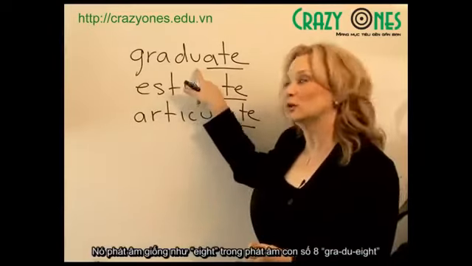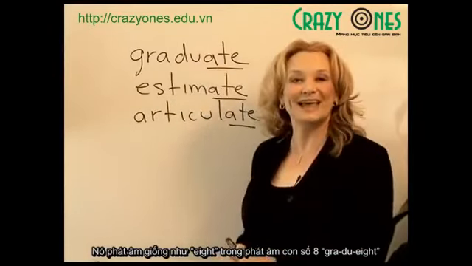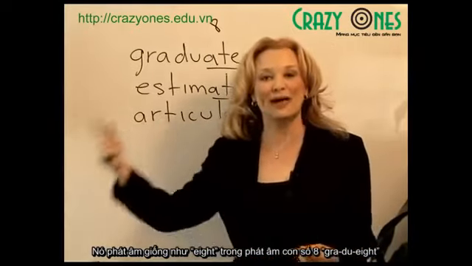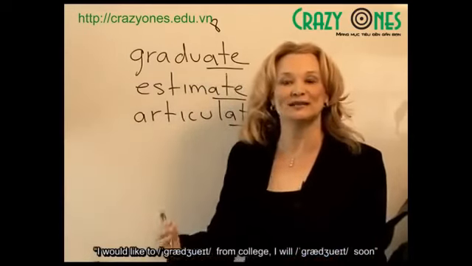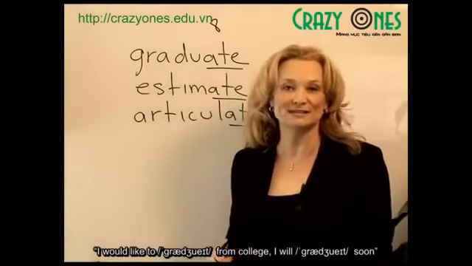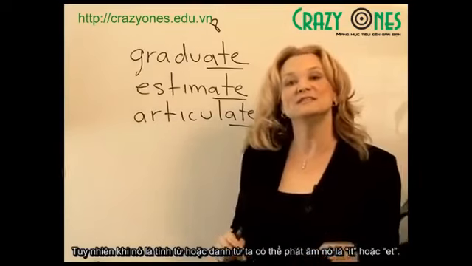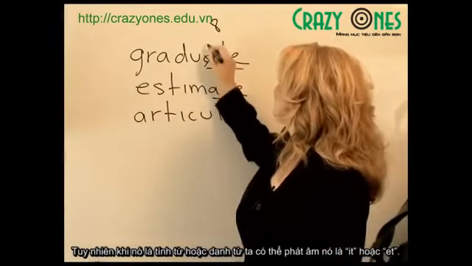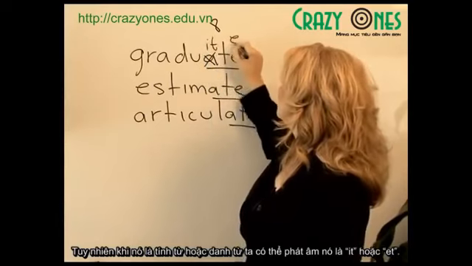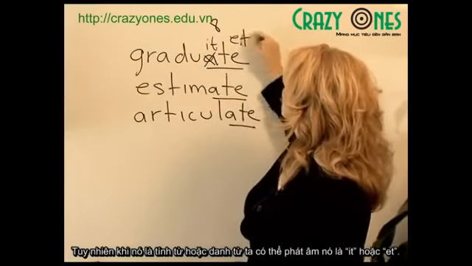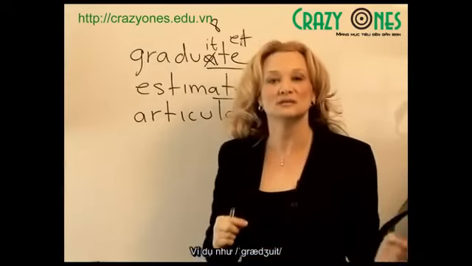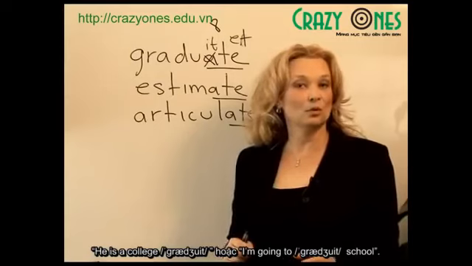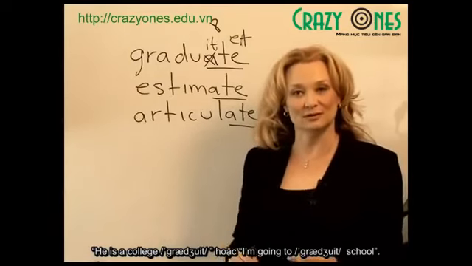If it's a verb, we fully pronounce ate, and it kind of sounds like the number 8. Graduate. I would like to graduate from college. I will graduate soon. However, if it's an adjective or a noun, then this is reduced, and it kind of sounds like it or et. For example, graduate, graduate. He is a college graduate. Or, I'm going to graduate school.